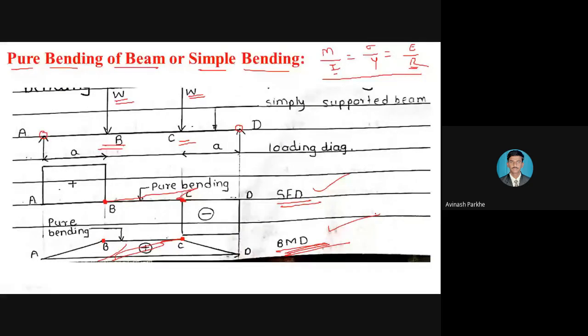Now, nature of the bending stresses. We have to study the two types of the beams, simply supported beam and the cantilever beam. But what will be the nature if the beam is subjected to the loading? So here what I will do, I will draw the figure for the simply supported beam.